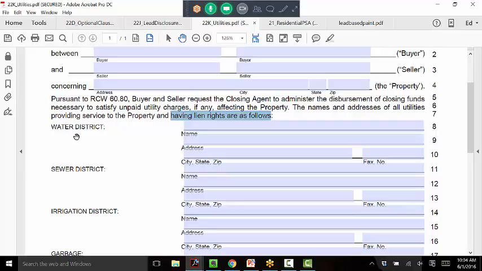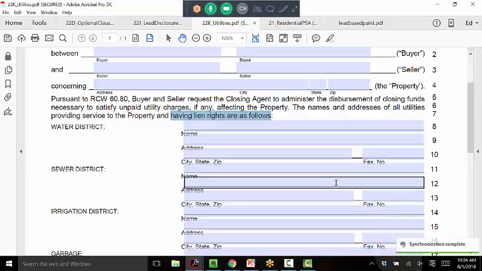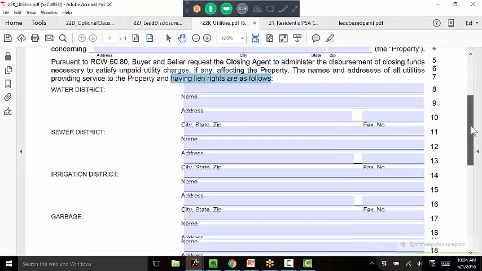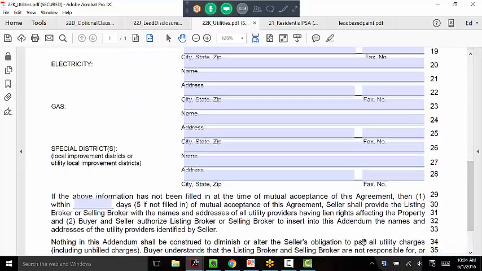But really, we want to list all utilities, not just the lienable ones, because the seller, according to this last sentence, has to pay them all, and we want escrow to make sure that they all get paid. Make sense? If they forget to pay, then what happens? You go back and make them pay, right?